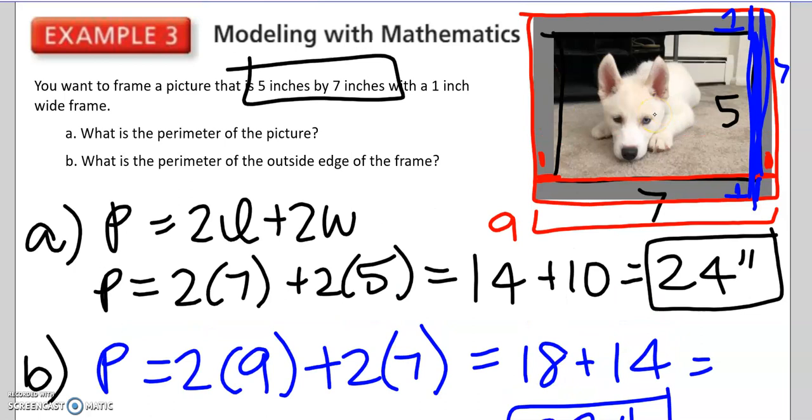Okay, guys, so here's that same concept of perimeter, but now in a real world concept.